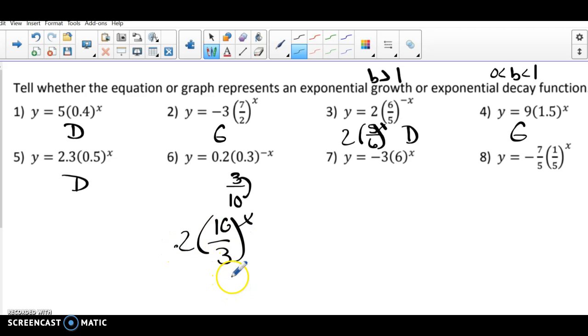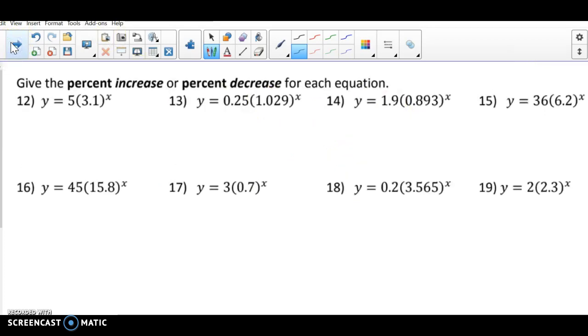That's greater than 1, so that's a growth problem. Greater than 1, that's a growth problem. Less than 1, that's a decay problem. Just remember your rules up here. If it's greater than 1 or between 1 and 0, always make sure you're talking about a positive exponent first.